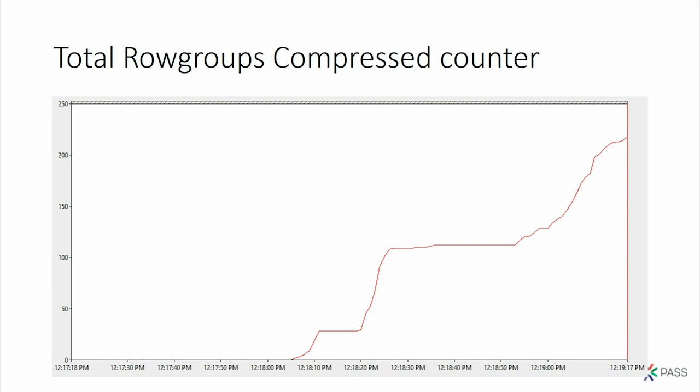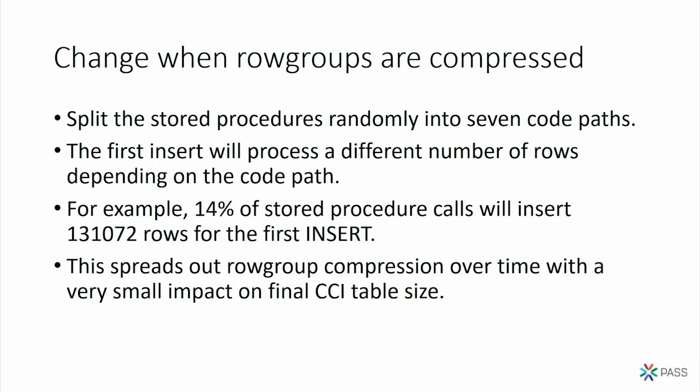So if you have 112 sessions all doing the same thing in SQL Server, there's opportunities for contention, and your scalability can go down. So what could we do to try and work around this? I'm going to change my stored procedure that loads data. I'm going to throw a little bit of randomness in there.